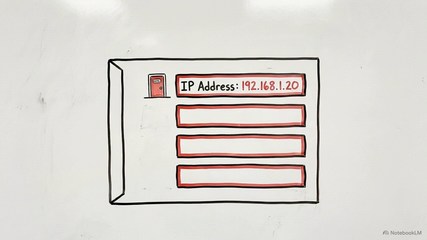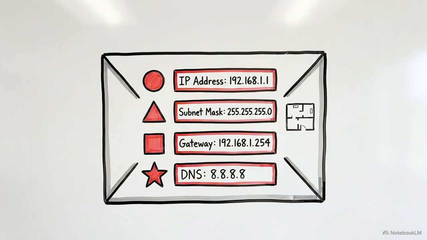The first piece of information the front desk assigns you is an IP address. You can think of this as your unique room number. It identifies exactly where your device is located, so data knows where to find you. Next is the subnet mask. If the IP address is your specific room, the subnet mask tells your device how large your local network floor is, letting it know which other devices are nearby.